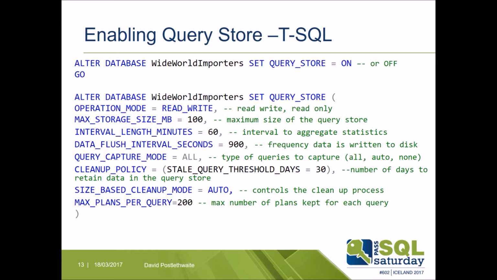Now the capture mode, query capture mode, this determines what type of queries are going to be captured. So the default is all, which means it will capture every single query that runs on your database. The auto option, query store will try to decide which queries are worth capturing. It will try to ignore infrequently executed, insignificant ad hoc queries. But you have no say over what auto will do. That is a definition that is defined within query store and only known to Microsoft. You can also set it to none, which means query store will not gather information on any new queries. It will just continue to gather information on the queries that it knows about.